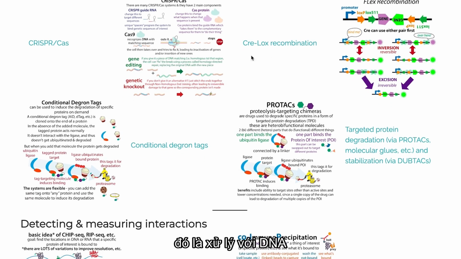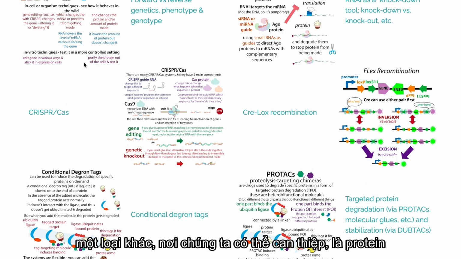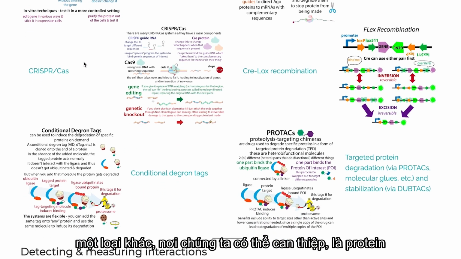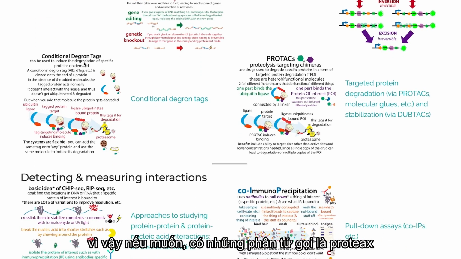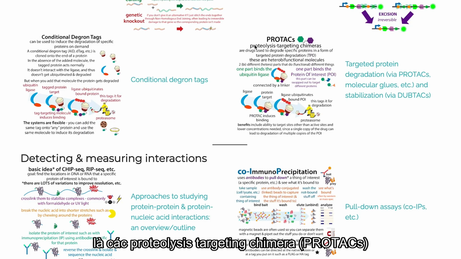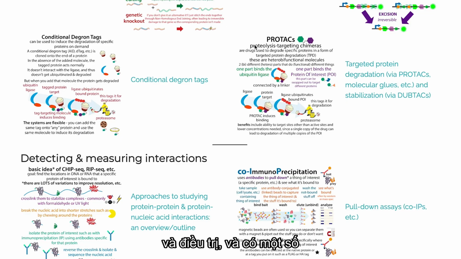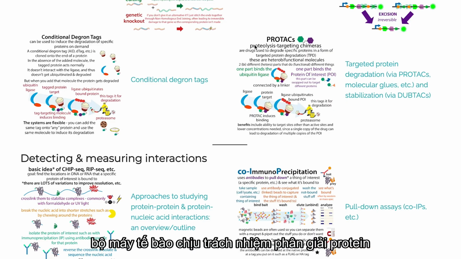That was dealing with the DNA, and we talked about how we could deal with the messenger RNA. The other place we can mess with things is the protein. So if we want, there are these molecules called PROTACs, proteolysis targeting chimeras. And these are actually a big up-and-coming field in drug discovery and treatment. Basically what these are is molecules that are going to manipulate the cellular machinery that is responsible for degrading proteins.